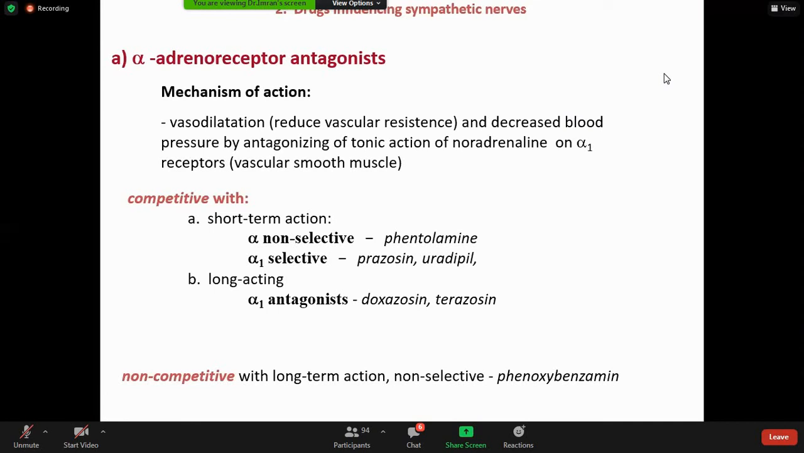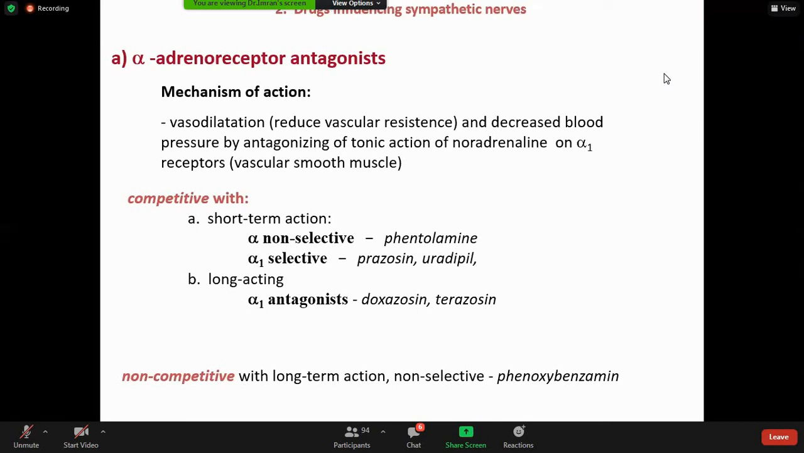Because at bedtime, that patient is going to take the medicine and there is no change in posture that can cause the postural hypotension. Very good. So mechanism of action: when we block the alpha-1 receptor, there is no vasoconstriction, rather it will produce vasodilatation, so reduce vascular resistance and decrease blood pressure by antagonizing the action of noradrenaline on the alpha-1 receptor.